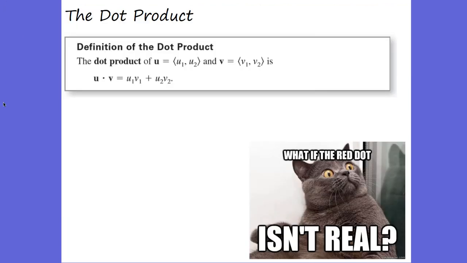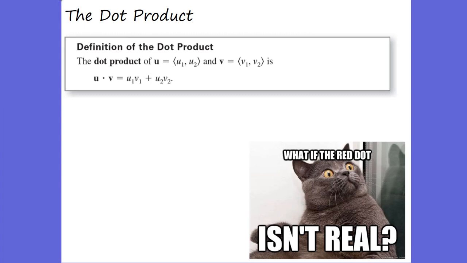Well, today we're going to talk about what's called the dot product. We have two vectors here. We have vector u, which has an x and y component. We have a vector v, which has an x and y component. And u dot v is equal to the x components multiplied plus the y components multiplied.